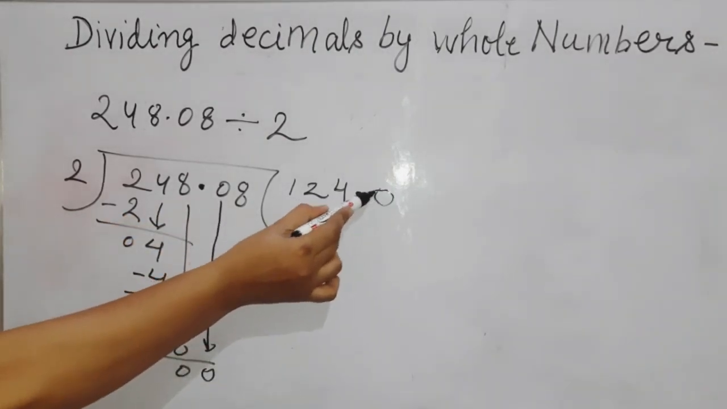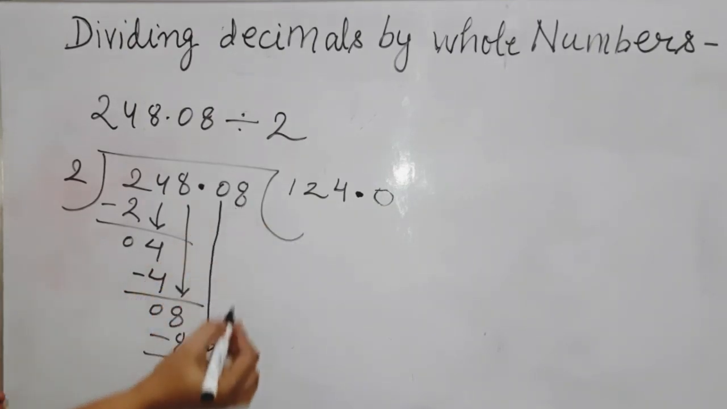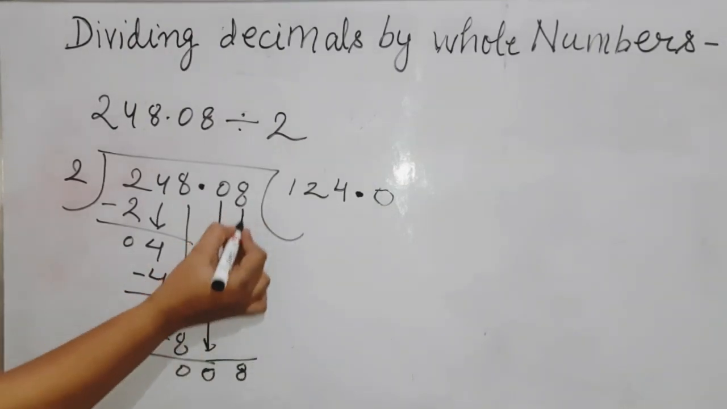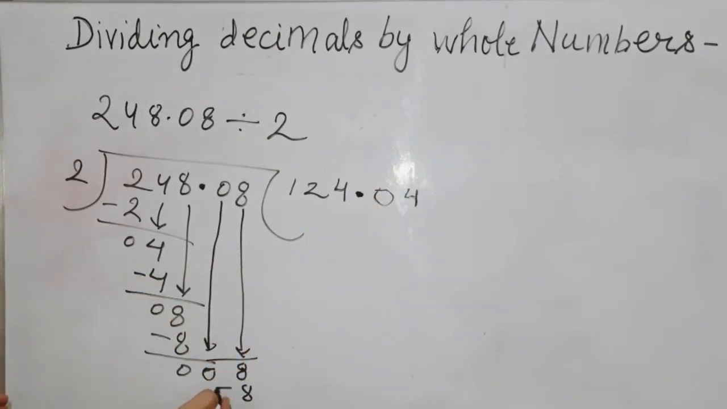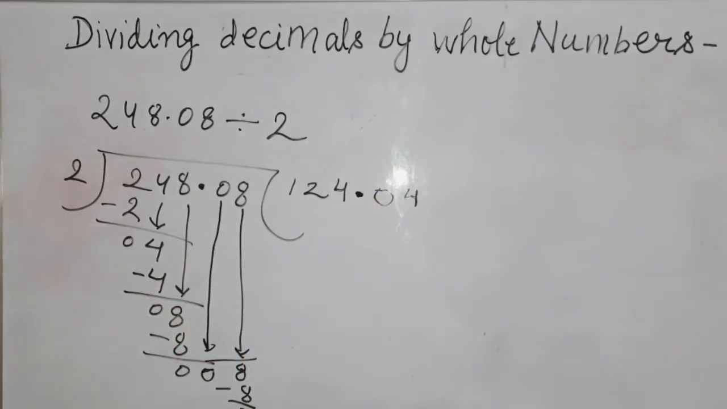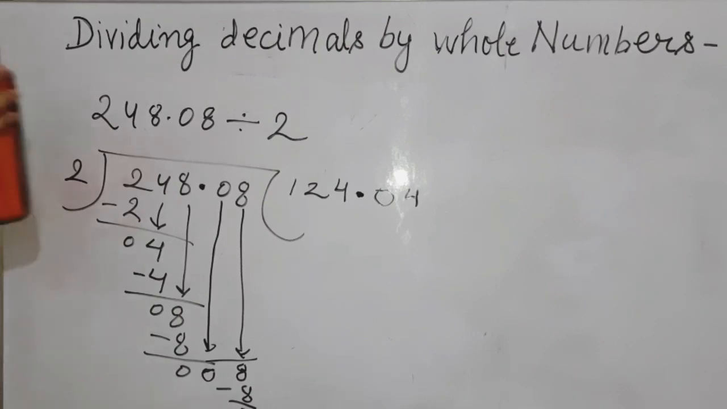2 zeros are 0. Now again 8 is there, so 8 will be dropped down. 2 4s are 8. So the final answer is 124.04. Right students? I hope you must have understood. Taking some other examples.